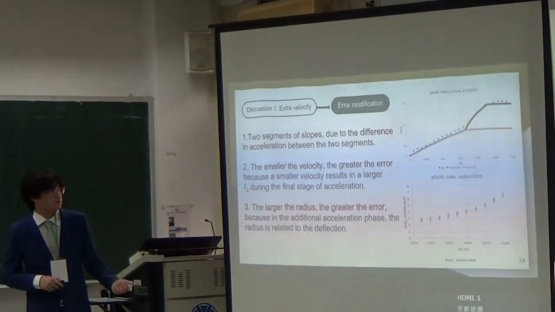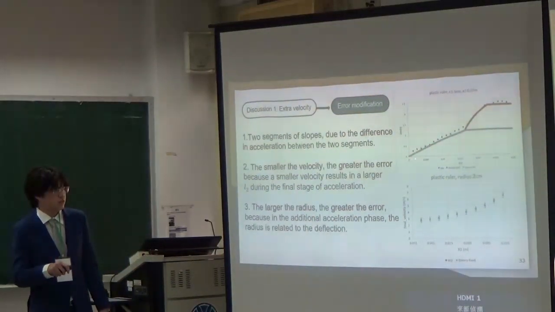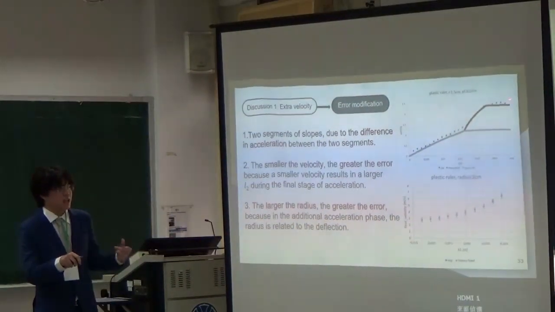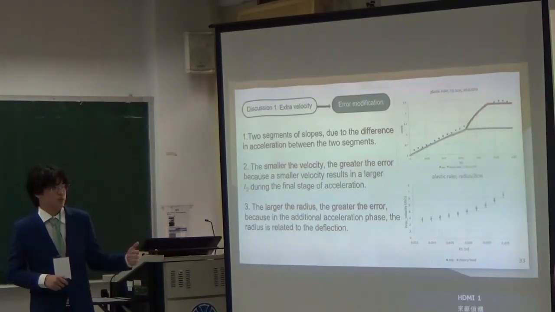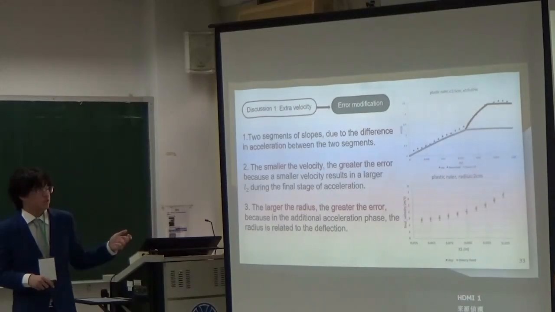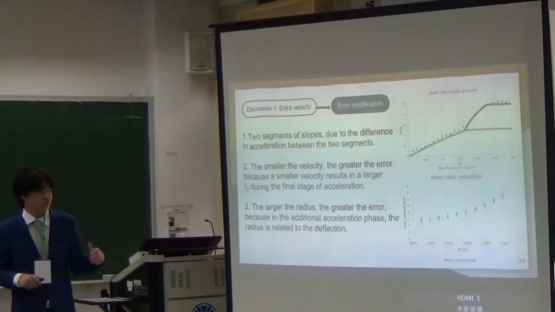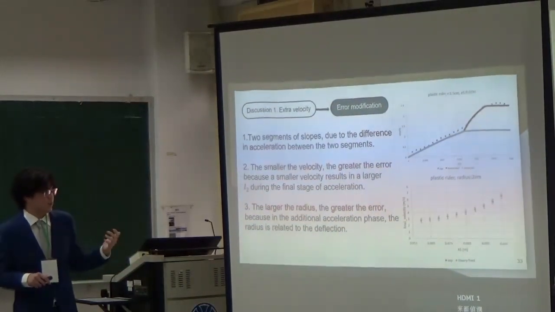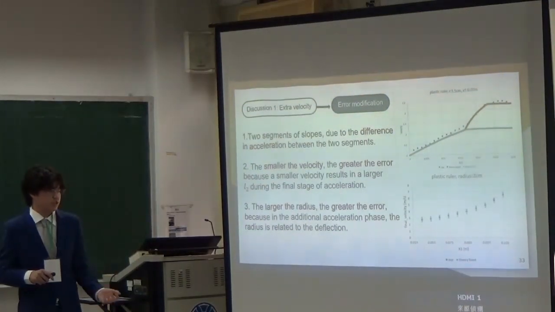So you can see a diagram here. There are two segments of slope, but the last segment of these two can be ignored because it is when the projectile has entirely left the ruler, and due to the additional acceleration, there will become two segments of the slope. And the smaller the velocity, the greater the error. It is because the smaller velocity results in a larger L2 during the final stage of the acceleration.